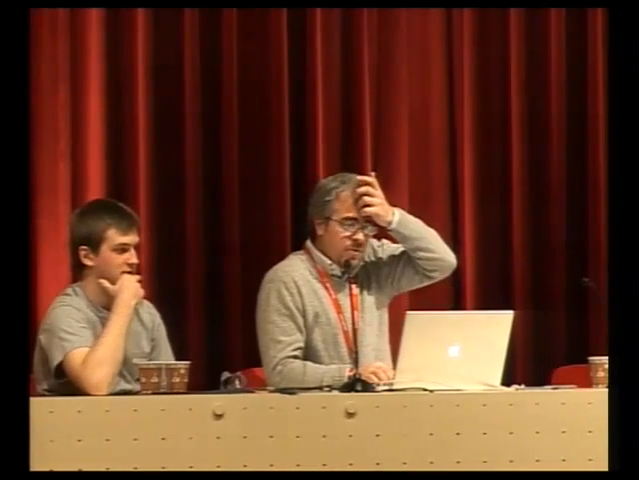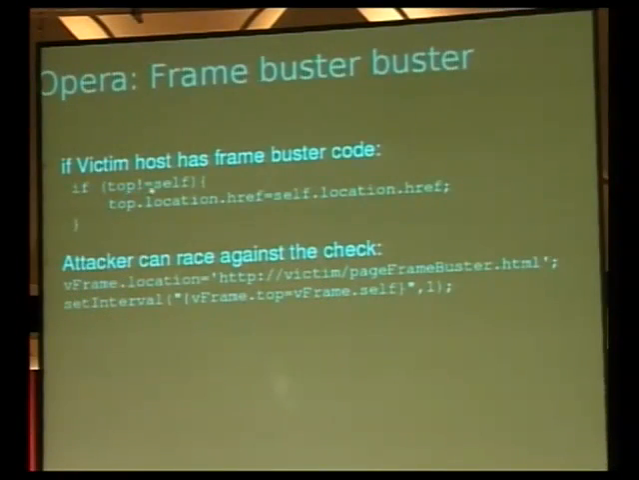On Opera, the top object could be overwritten. This could lead to framebuster buster, which means that every kind of anti-framing is quite easily bypassable, and DOM-based cross-site scripting. So you know what a framebuster code is, something like this one: if top not equal self, then let's reset the top location.